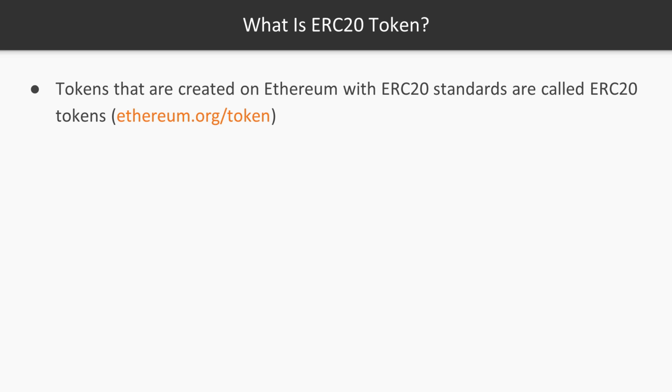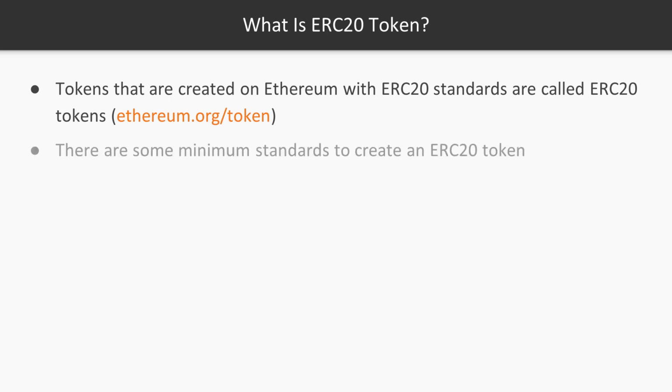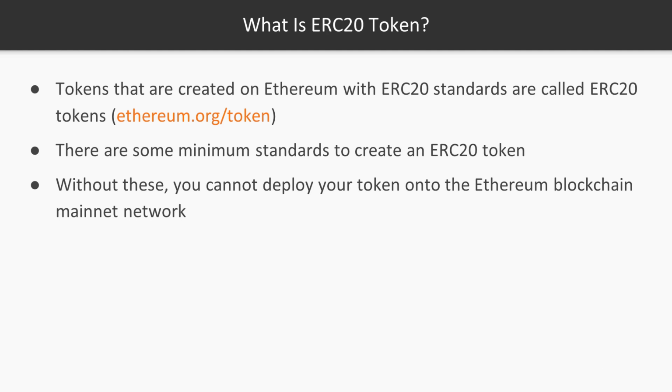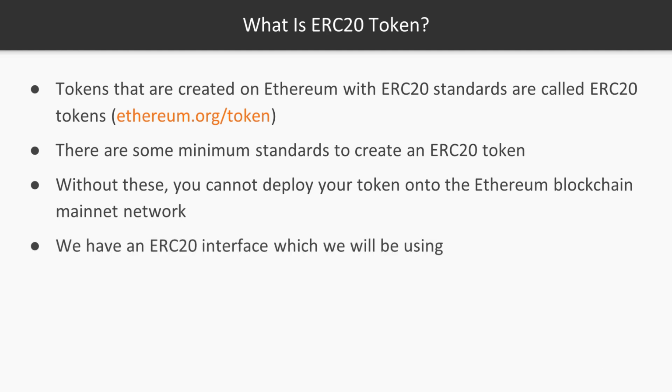We also know from the previous videos that only if we have the functions of ERC20 standards in our contract, then only can we deploy our ERC20 token contract. These are known as some minimum standards to create the ERC20 token. To know what all these functions we need to have in our contract, we can go to the ethereum.org/token site. Thus, the conclusion is without these standards, we cannot deploy the ERC20 token contract.